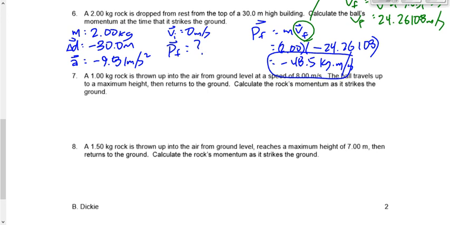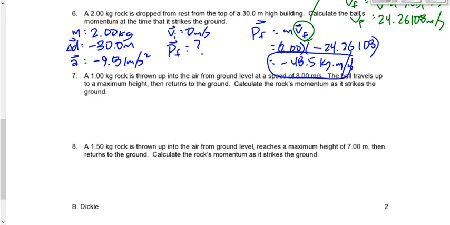Okay, 7 says a 1.00 kilogram rock is thrown up into the air from ground level at a speed of 8 meters per second. Ball travels up to a maximum height, then returns to the ground. What's the momentum as it strikes the ground? There is a short way to do this question, and there is a long way to do this question, and then there's a longer way, even longer than that, to do this question. Let's do the long way first, not the longer way, but the long way, and then we'll take a look at the short way.